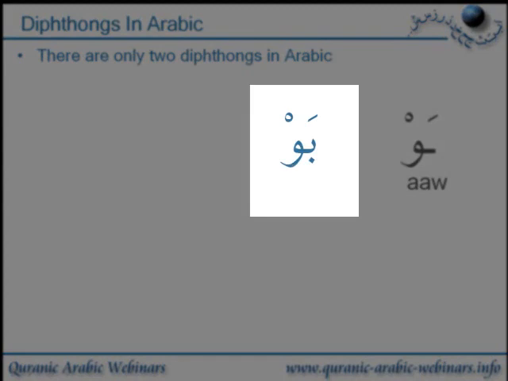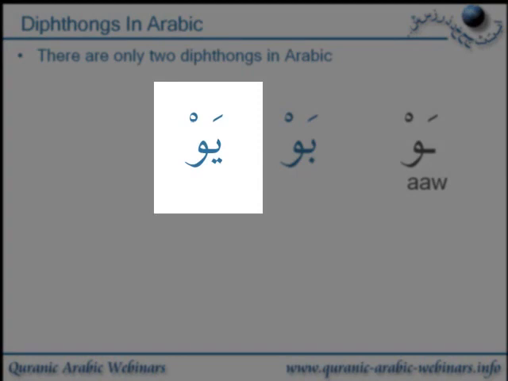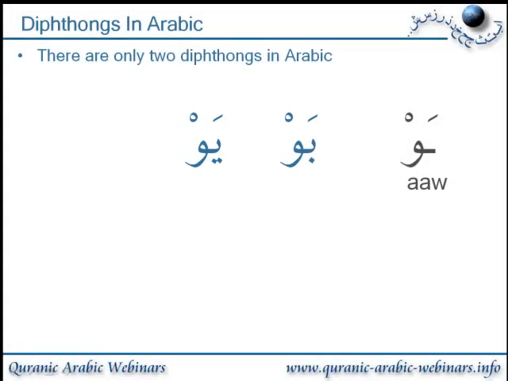Example of that, here we've got the ba with fatha followed by the waw with sakin, with sukoon. So this will be bow. So you say ba and then try to effectively say the waw. So you end up with round lips making a small round circle. So bow. Another small example, the ya with fatha followed by the waw with sukoon. So we have yow. So that's the first example of one of the diphthongs.